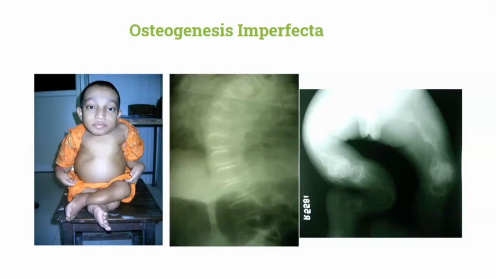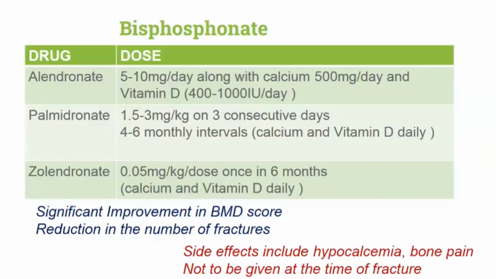I just put that slide in between, that's all. So bisphosphonate is the treatment of choice for osteogenesis imperfecta, which you should not forget. It gives a significant improvement in bone mineral density, and it will prevent recurrent fractures. You can give alendronate, pamidronate, and zoledronate. Zoledronate is long acting, so you can give it once in 6 months. Pamidronate is intermediate acting, once in 3 months. Alendronate is daily oral, 5 to 10 mg per day.